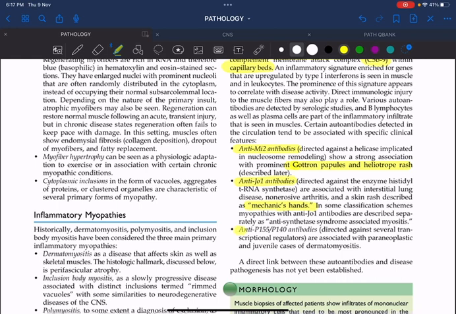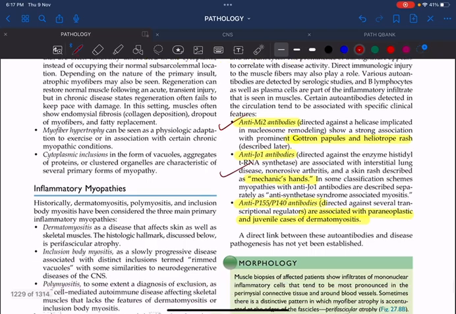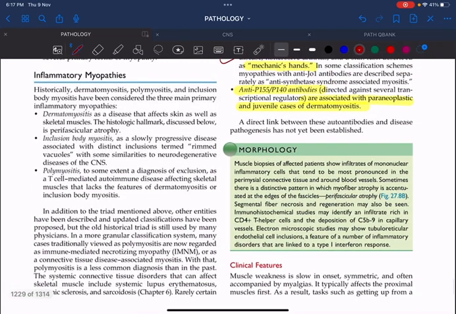And anti-P155, 140 antibodies are mainly associated with the paraneoplastic and juvenile cases of dermatomyositis. Just remember two things: anti-Mi2 is associated with the Gottron papules and heliotrope rash, and the Jo1 antibodies are associated with the mechanic's hand. So what about the muscle biopsy? Actually, it is the investigation of choice.